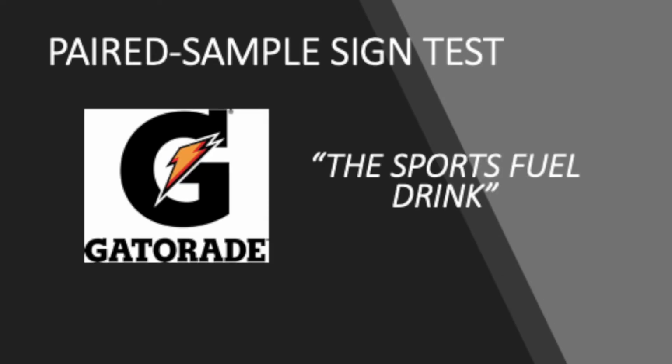Now we're going to look at a paired sample sign test. A paired sample sign test is when you have 2 dependent data sets and you test to see whether a certain factor statistically affected the outcome of those data sets. So today we're going to test whether Gatorade, the sports fuel drink, affects sports performance.